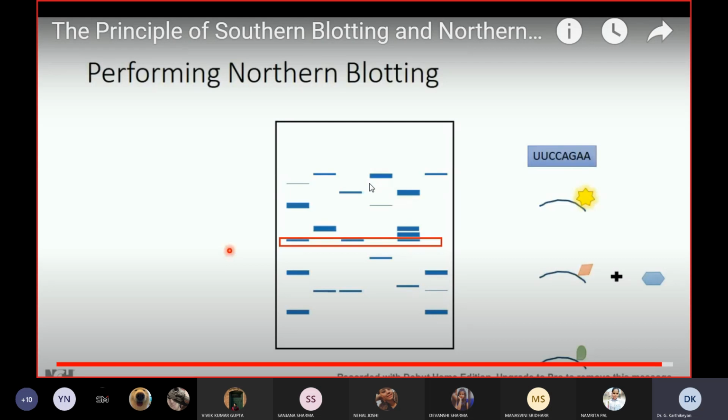For example, most of the oncogenes are expressed at a very high level in a cancer cell. On the other hand, tumor suppressors are expressed at a very low level in a cancer cell. In a normal cell, they have a certain level of expression, but in a cancer cell, oncogenes are expressed at a very high level and tumor suppressors are expressed at a very low level compared to a normal cell, which you can easily quantify using this technique.